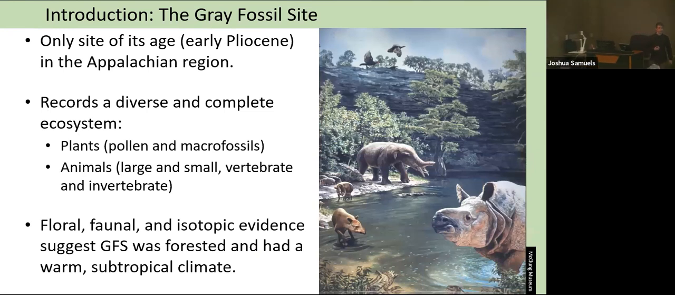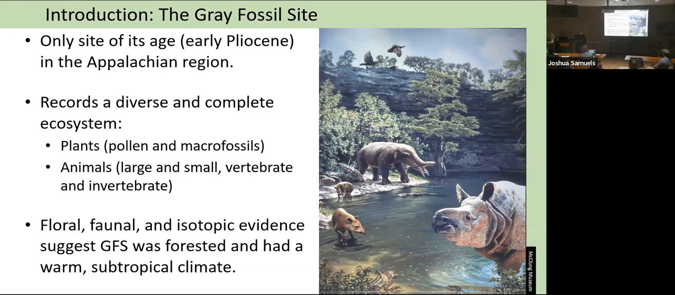So the context of my study was the Gray Fossil Site, which of course is right here in East Tennessee. It's an early Pliocene deposit, so about 4.5 to 5 million years old. And it preserves an ancient pond, a sinkhole that infilled. Now the evidence we have of the plants and animals around that pond suggests that it was a forested environment. And those, along with the isotopic evidence, suggest that it was a much warmer climate than today.